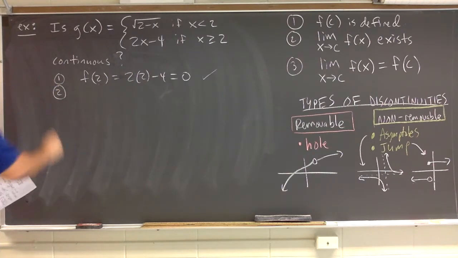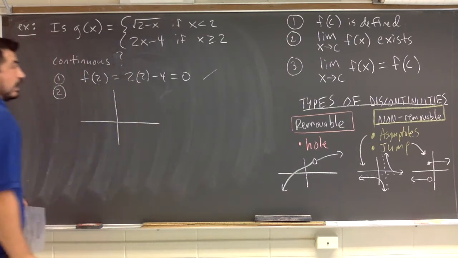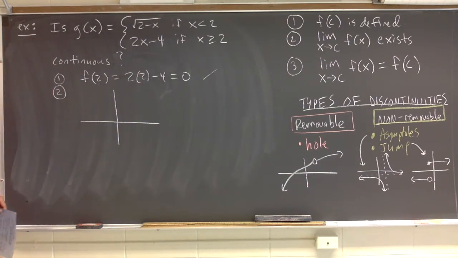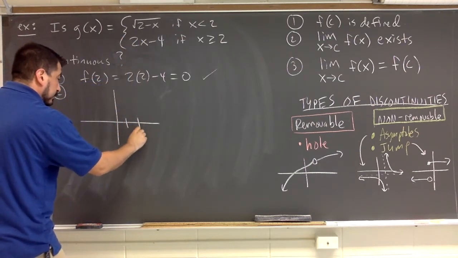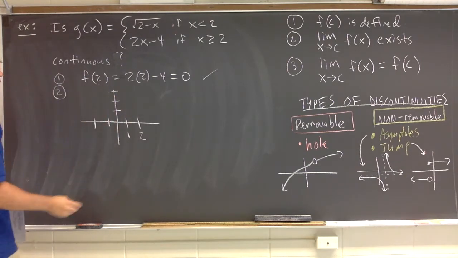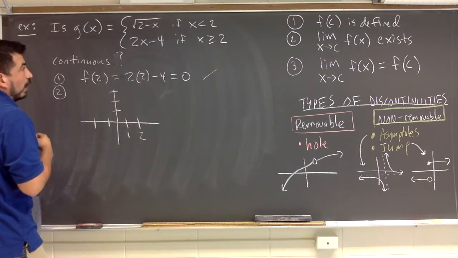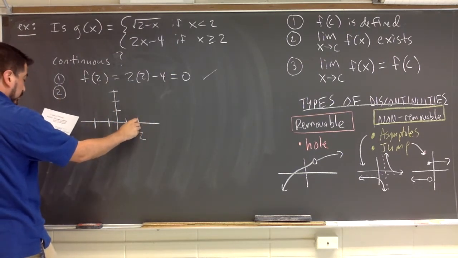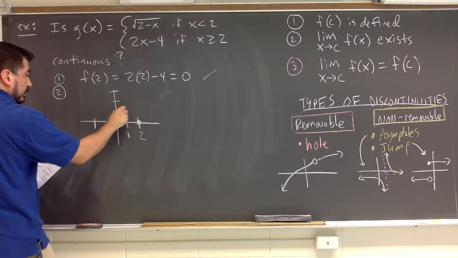Part 2, now we have to show that the limit exists, okay? Well, if you take a look at the graph, when we graph the square root of 2 minus x, this is a graph that's been flipped across the y-axis and shifted to the right 2. And so that's going to be something like this.